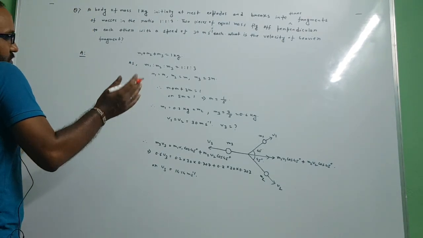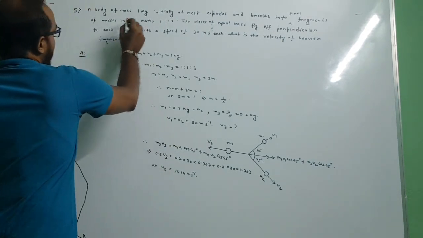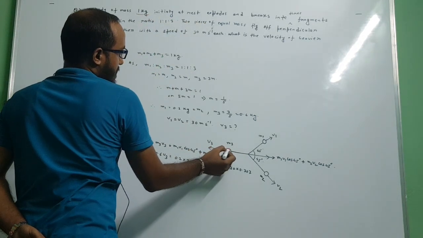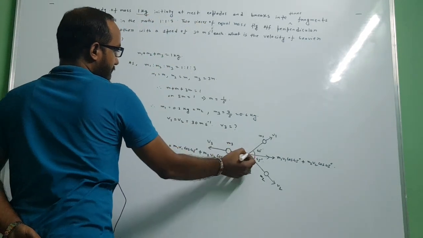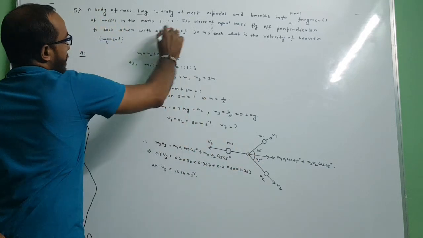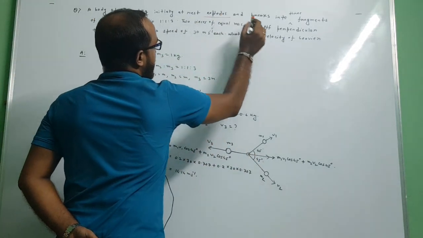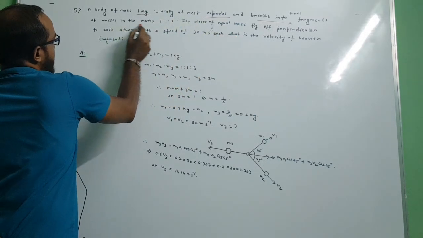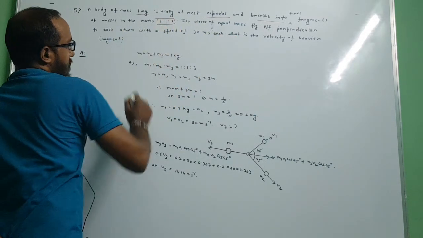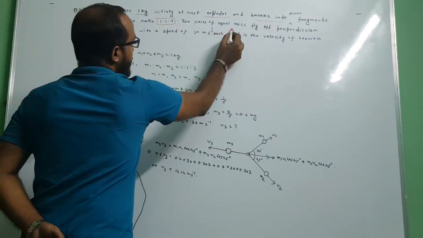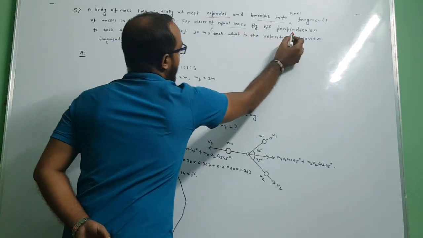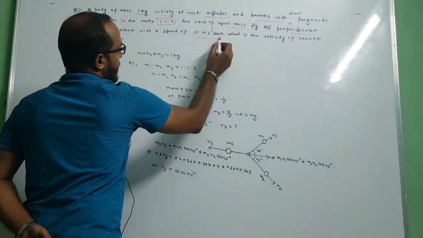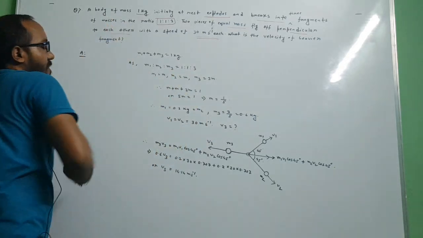A body of mass 1 kg is initially at rest. Let us say 1 kg mass is initially at rest, explodes and breaks into 3 pieces, 3 fragments of masses in the ratio m1 to m3 as given. 2 pieces of equal mass fly off perpendicular to each other with a speed of 30 meters per second. What is the velocity of the heavier fragment?